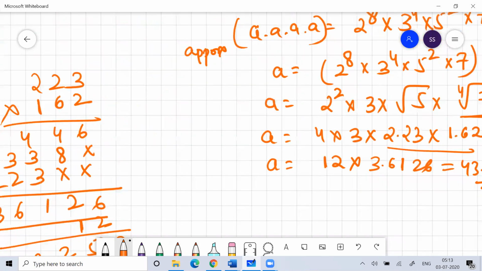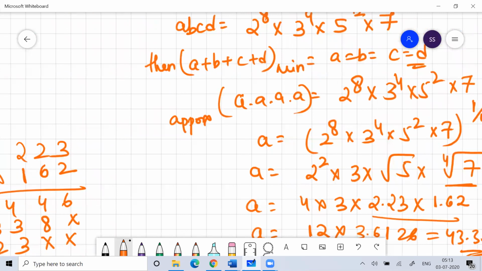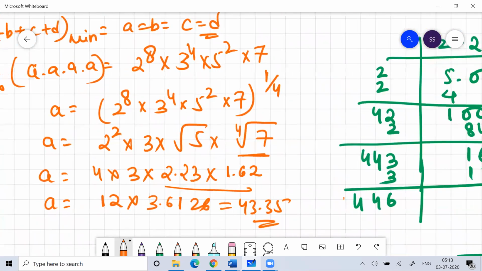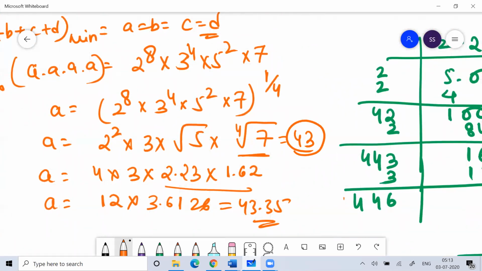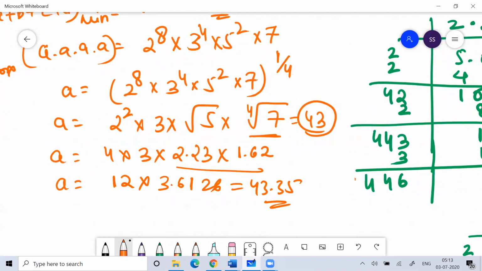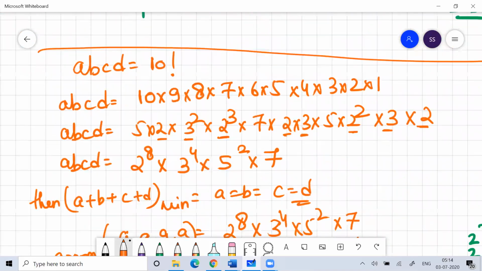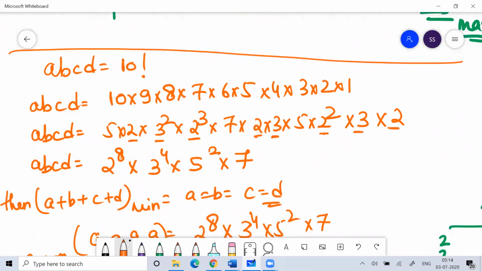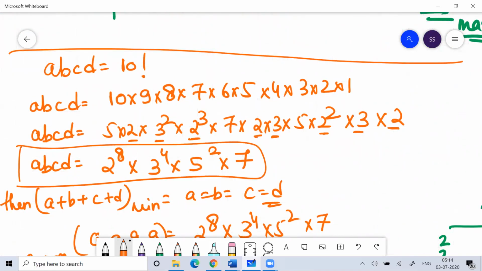43.35 around. So if you see the approximate value here, the A value that you're getting is around 43 something. So now you can understand one thing. This was your 10 factorial. You have to understand that the value of 10 factorial is somewhat close to 43. The idea of doing this was to find what 10 factorial is close to. So by this you can understand 10 factorial is somewhat close to 43.